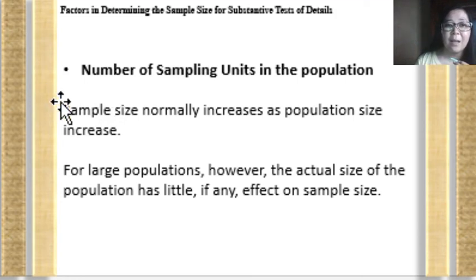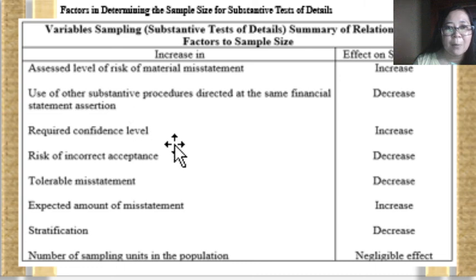Another factor is the number of sampling units in the population. Here, sample size normally increases as population size increases. But for a large population, the actual size of the population has little, if any, effect on the sample size. This was discussed before, regarding what the effect of that is on the sample size. For larger populations, for example 50,000, this is already infinite, so the actual size of the population has little effect on the sample size in this case.